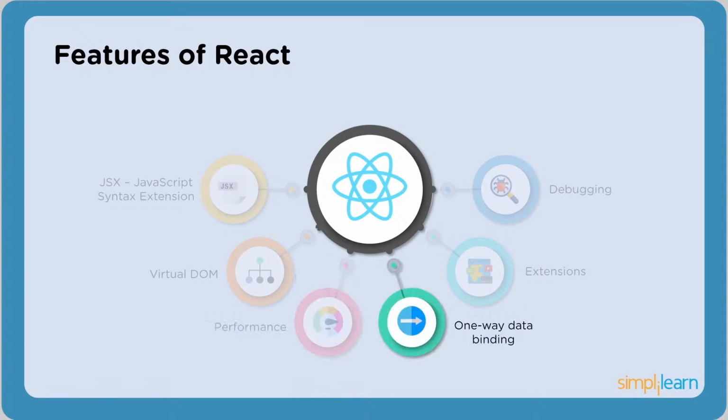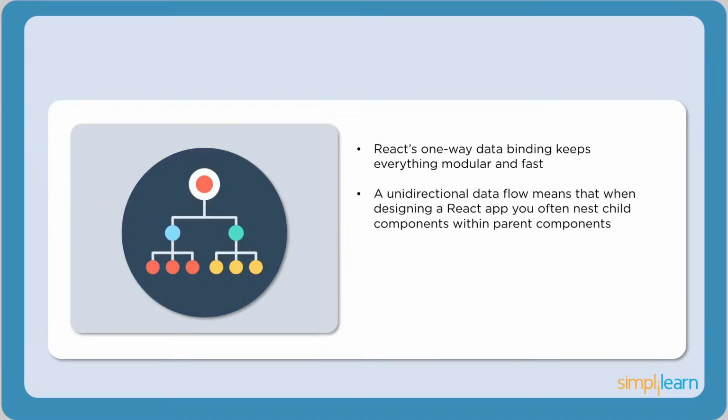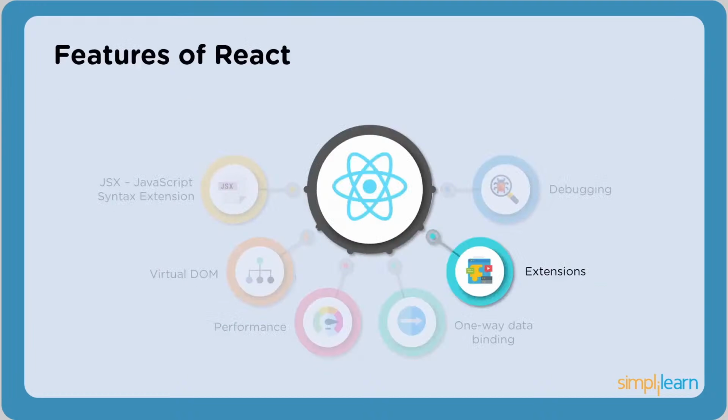The next feature is one-way data binding. This means information flows in only one direction. One-way data binding is specifically used when information is displayed and not updated. Remember that the components of React are functional in nature. That is, they receive information through arguments and pass information via their return values. The next important feature is extensions.